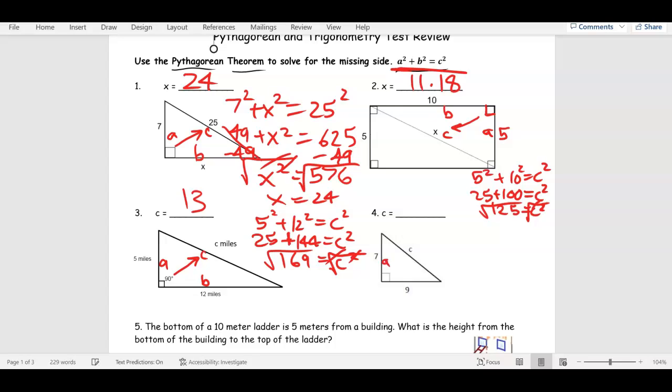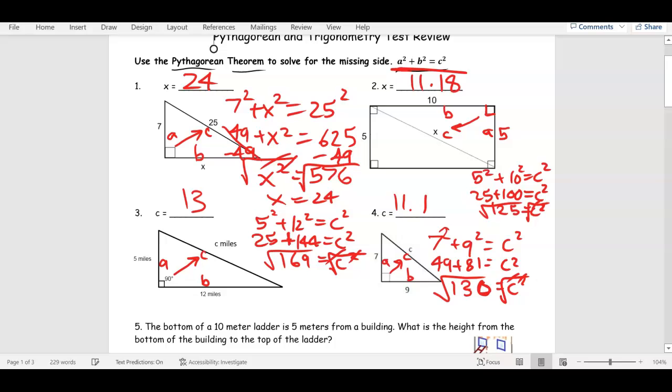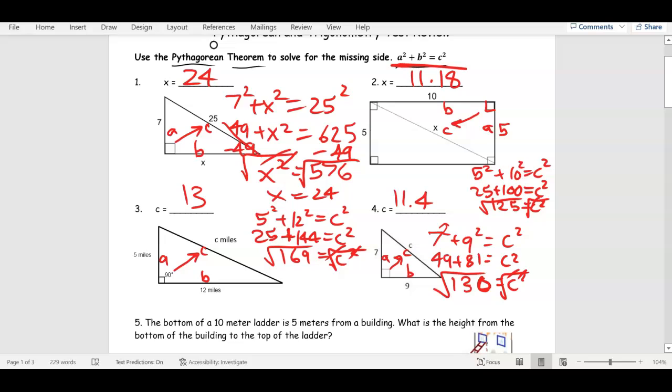Okay, once again, A, B, and C. C is across from 90. So 7 squared plus 9 squared equals C squared. 49 plus 81 equals C squared. And what we get? 130 equals C squared. Last step, always square root to get rid of that square. 11.40. Cool. Now those are all obviously Pythagorean theorem.